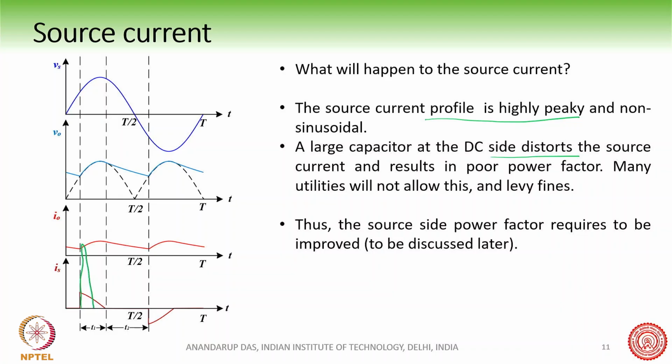And so there are regulations. For example, there is an IEEE regulation which says that the current cannot be so non-sinusoidal. There is something called THD, total harmonic distortion, which we will cover later in the course. So this is a solution: a diode bridge rectifier with capacitor load is a solution, but it is not a very good one in terms of input side power quality, which we have to improve as part of the PWM rectifiers.